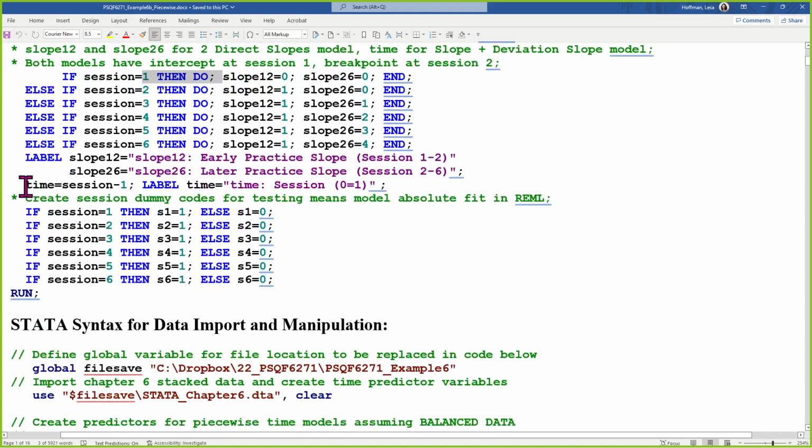I'm also creating a time predictor, which is the same as we had last time, which I'll use in the second half of this example, but not yet. And I'm also creating the 6 session dummy codes that are going to be used to test absolute fit of the fixed effects to the saturated means. Since we're using REML, we can't do that with likelihood ratio tests, but we can do that by plugging in dummy codes and seeing if they contribute to the model to fully spend all the degrees of freedom for indexing average change.